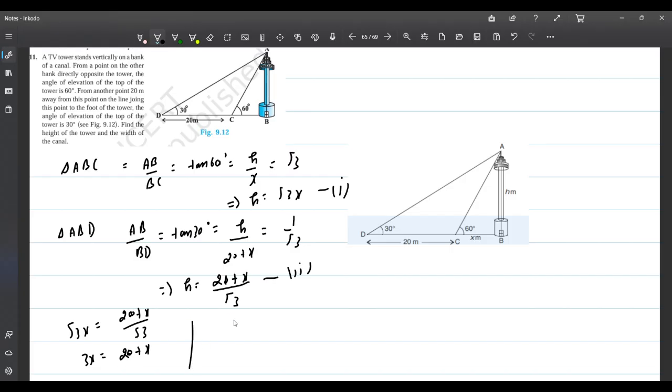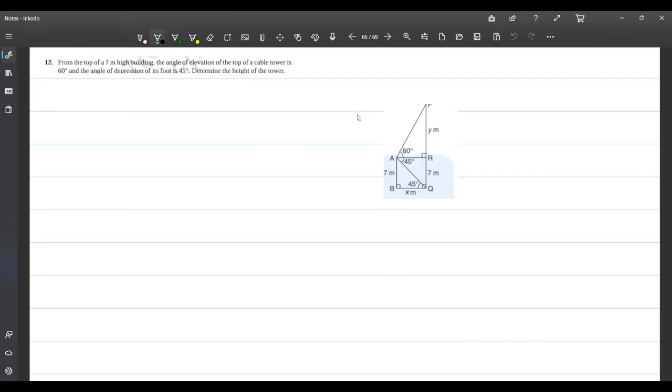So 2x is equal to 20, x is equal to 10 meters. And if we substitute in equation 1, h is equal to 10 root 3 meters. So the height of the TV tower is 10 root 3. Now move to the 12th question.